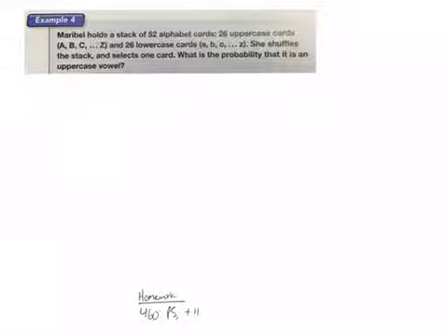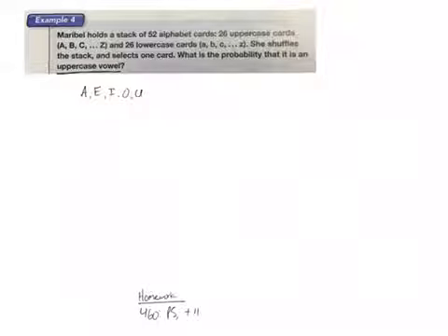Alright, Maribel holds a stack of 52 alphabet cards, 26 uppercase cards with A, B, C all the way to Z, and 26 lowercase cards, a, b, c, etc. all the way to z. She shuffles the stack and selects one card. What is the probability that it is an uppercase vowel? So notice it says uppercase vowel, which means it cannot be lowercase, it must be uppercase. And vowels are just A, E, I, O, and U. We're going to leave out Y, because these are for sure vowels all the time.